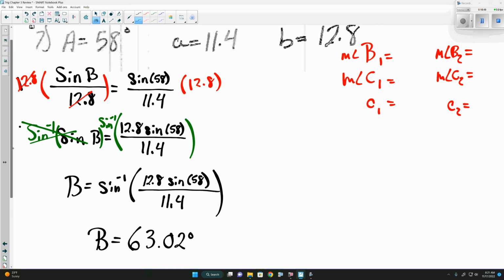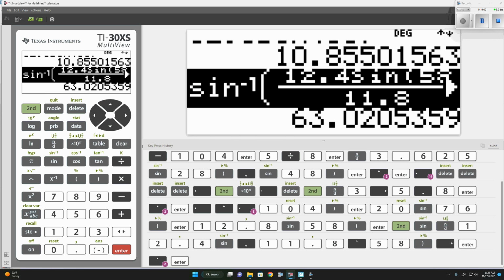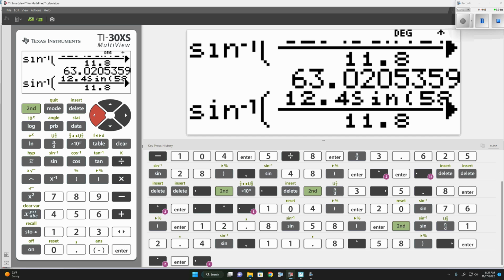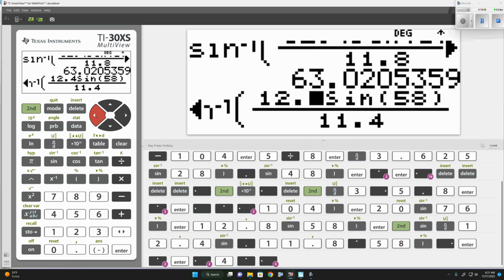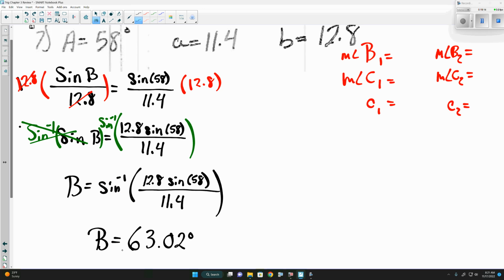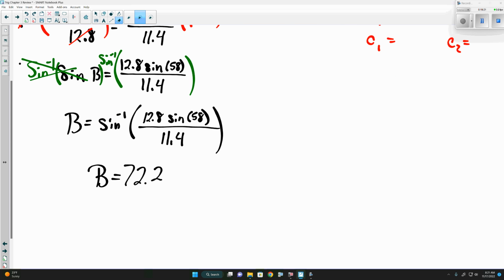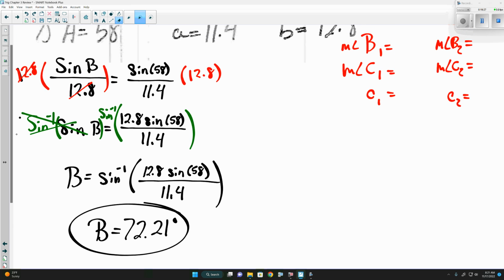Questions on how we found the measure of angle B? Did you all agree with that? I have a feeling I mistyped 12.8, 11.4. Yes, 72.21. Sound better? Okay. 72.21 degrees. There we go. And that's the measure of angle B1.